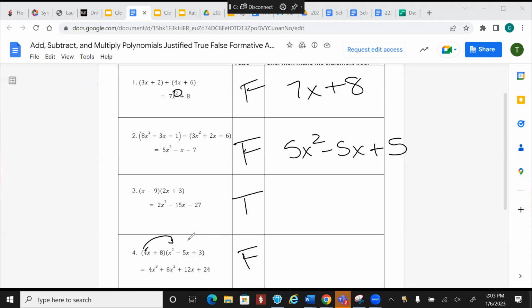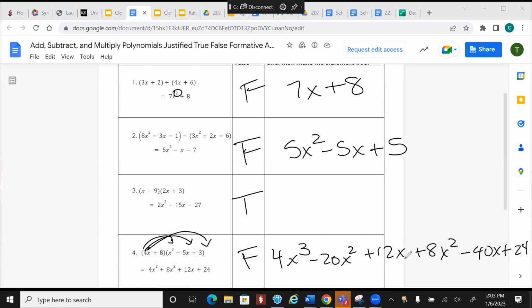I don't really want to do this part. This gives me 4x cubed minus 20x squared plus 12x plus 8x squared minus 40x plus 24. When I simplify that, that's going to give me 4x cubed minus 12x squared minus 28x plus 24. Again, that's not correct.